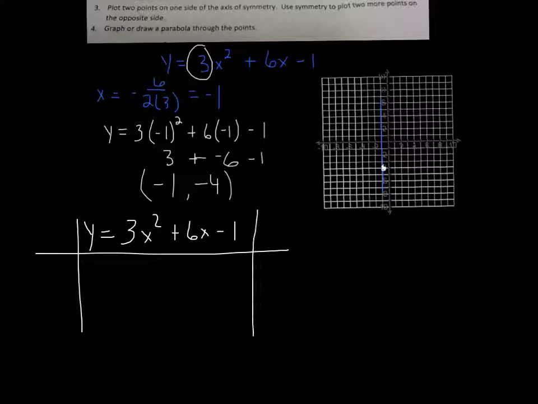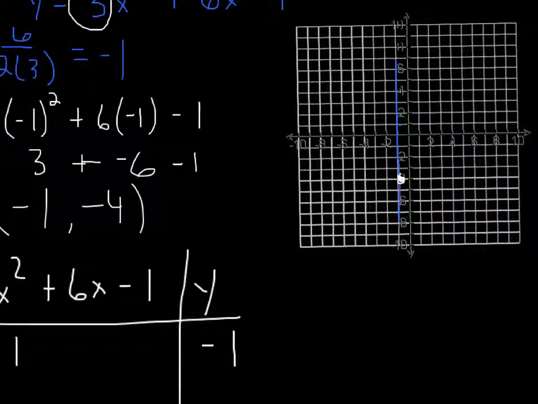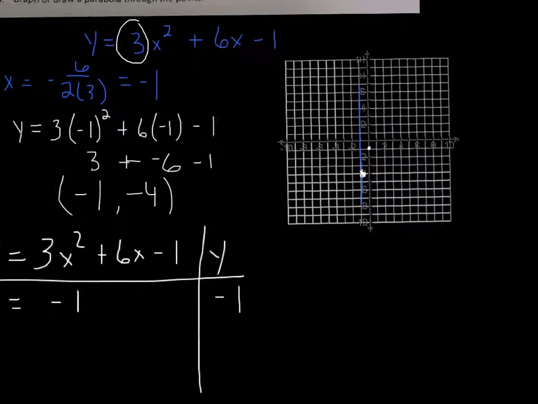Pick a value on either side. Let's go with a positive value, so let's go with 0. If x is equal to 0, you get y equals 3 times 0 squared is 0, plus 6 times 0 is 0, so y equals negative 1. So when x is 0, y is negative 1. So for that point, let me blow this back up for a second. Here we go. So at 0, y is negative 1. And we'll shrink it back down so we can do some more work. There we go.